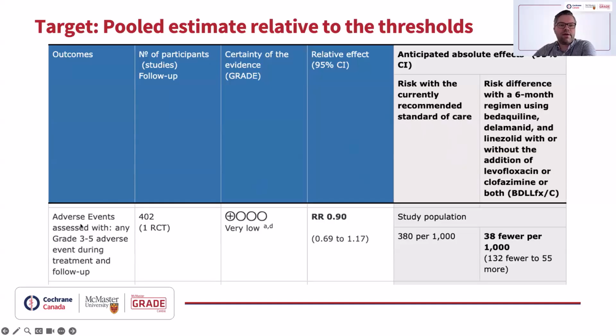And here for adverse events we have our relative effect of 0.90 and the associated 95% confidence interval. And we have our absolute effect here, which is 38 fewer adverse events per 1,000 with the new combination treatment, as compared to the currently recommended combination treatment. So here's an example of our pooled effect estimate using a relative risk and absolute effect per 1,000 people.